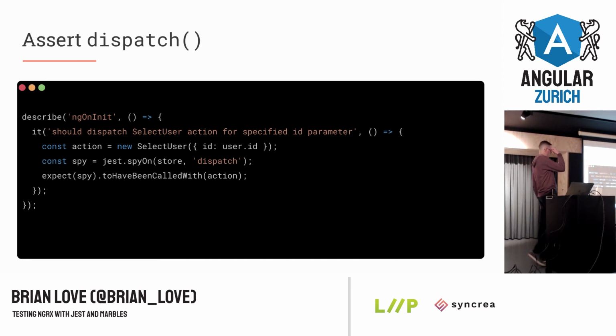All right. So here, I'm describing this is in the ngOnInit, and I'm basically saying that it should dispatch select user action for the specified ID parameter. And we're going to new up that select user action. So we're going to actually select a user. And all that's going to do is just keep track of the ID in the NgRx store. And then I'm going to create a spy. You can do this with Jasmine. This is the Jest syntax. So I'm going to use jest.spyOn. And I'm going to spy on the store, and I'm going to spy on that dispatch method. And I'm simply going to expect that the spy has been called with the appropriate action.